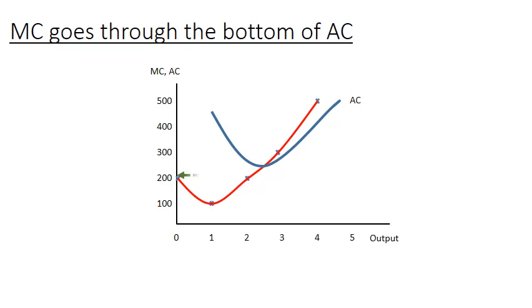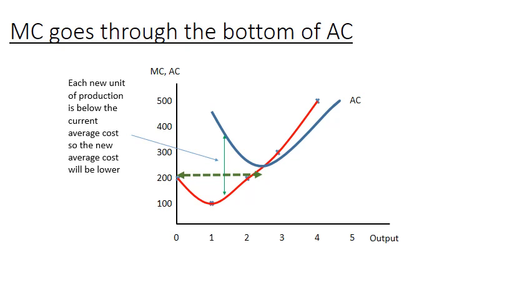Now, why does this happen? Well, consider the point to the left of where they cross. Now what we've got is that the marginal cost of each unit of production that's being added on is less than the already existing average cost. So each new unit of production that's being added is below the current average cost, so we expect average costs to be falling. You can think of this as if you added someone who wasn't very clever to your house. What would happen to the average results? Well, if the person that you add is less clever than the average intelligence of your house, then you'd expect your average results to come down.